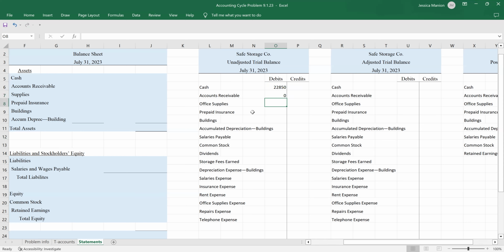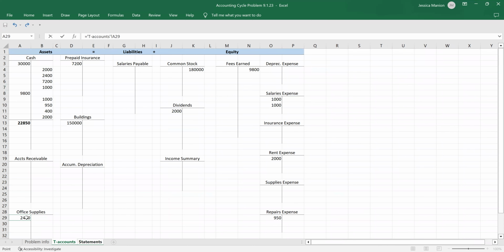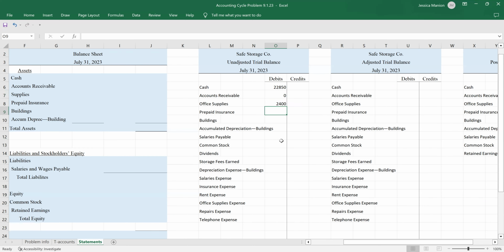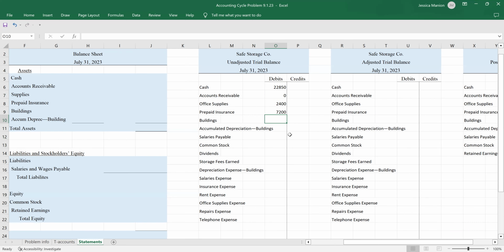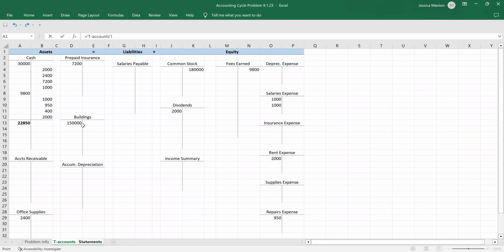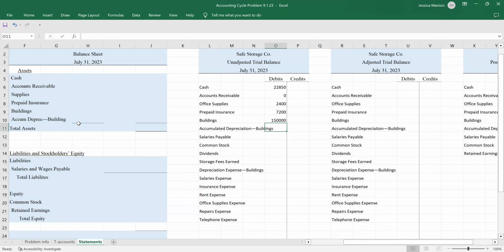Accounts receivable, we didn't have anything yet, but again, office supplies, we can just say equals, click back here to our T accounts, 2,400, populates that number for us. Prepaid insurance equals, click back here to our T account, 7,200, enter, populates that for us. Buildings, again, equals, we click back to our T accounts, select that cell, press enter, populates that.